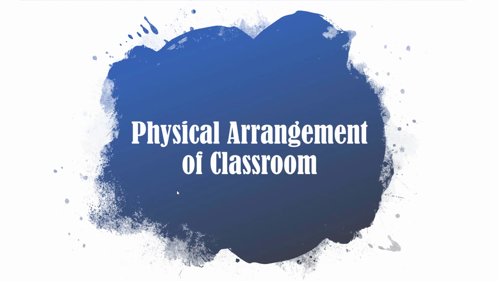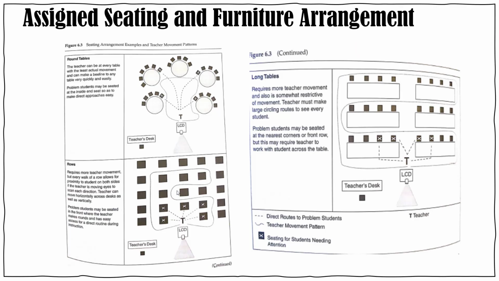Okay, so now let's talk about how to physically arrange the classroom. Your book gives a couple of different ways for you to arrange the classroom and different kinds of seating arrangements in general. Some classes will have desks. You can arrange them in a row like this. And this is probably your typical classroom setting, or at least way back in the day it was a typical college classroom setting. This is really good for independent work.